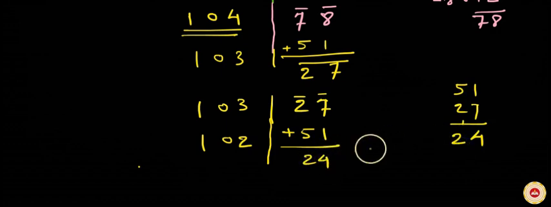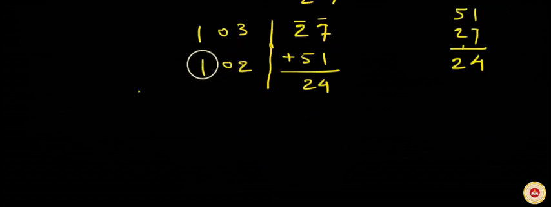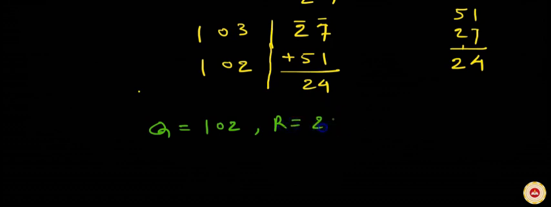Okay, so in this step we got quotient 102 and remainder 24, which is positive and also less than the original divisor 51. So let us stop our division process here and write the final answer. Quotient is 102 and remainder is 24.